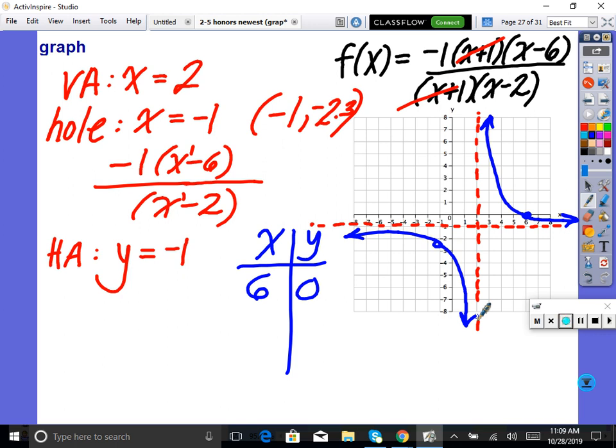If you weren't sure, you could plot more points, but hopefully we're getting where we don't have to. Okay, only a couple more.